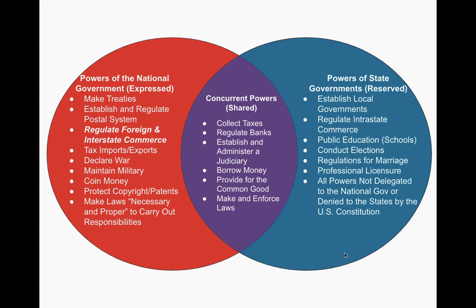And then far on the right, you have the things that are reserved for the states, establishing local government, all right, regulating intrastate commerce. Okay? Intrastate is talking about commerce within a particular state. Public education, for the most part, is going to be run individually by each state. So every state is going to look a little bit different with that. Each state is responsible for conducting elections, which is why you get differences in terms of how elections are conducted in all the different states. Regulations for marriages, professional licensing. Okay?